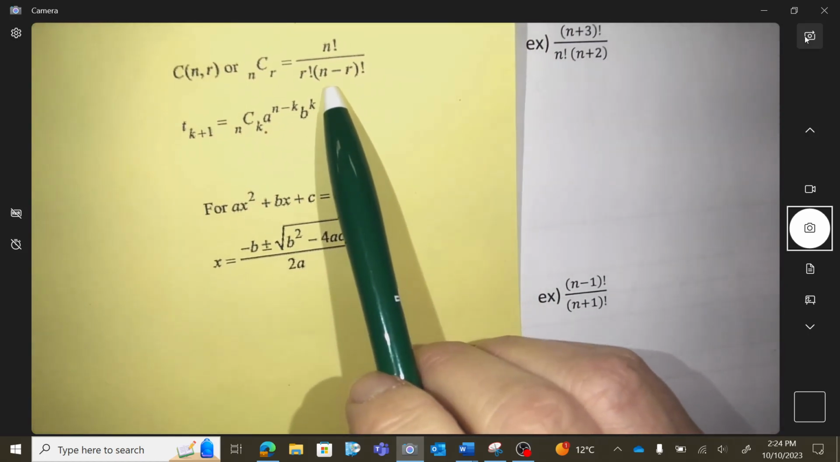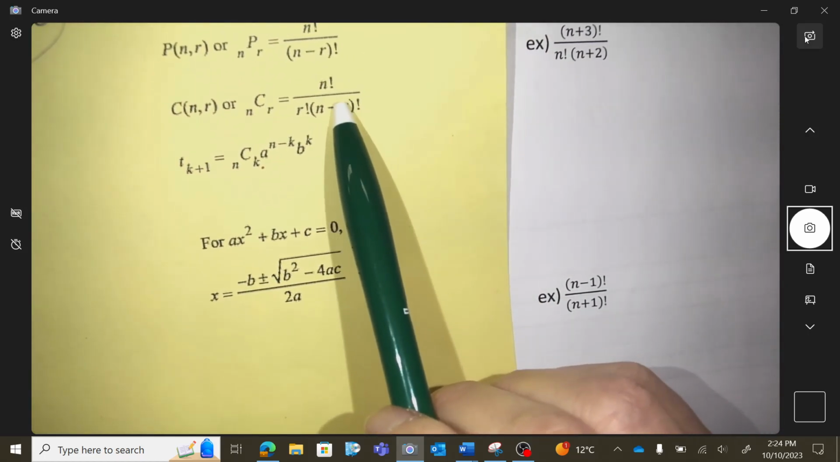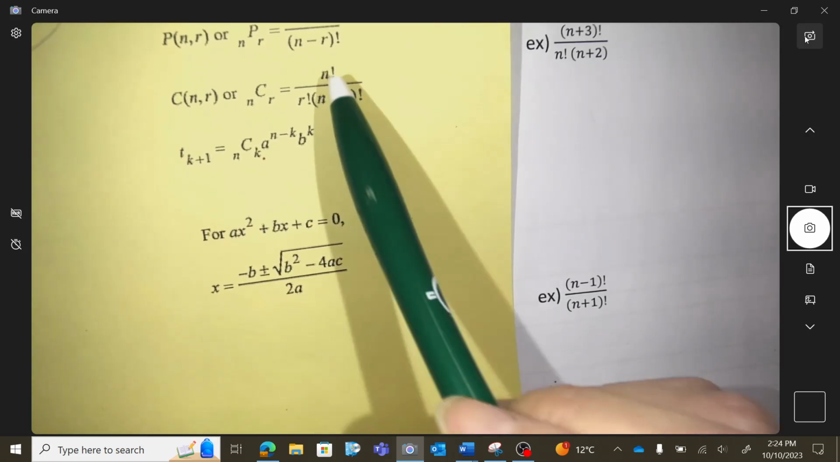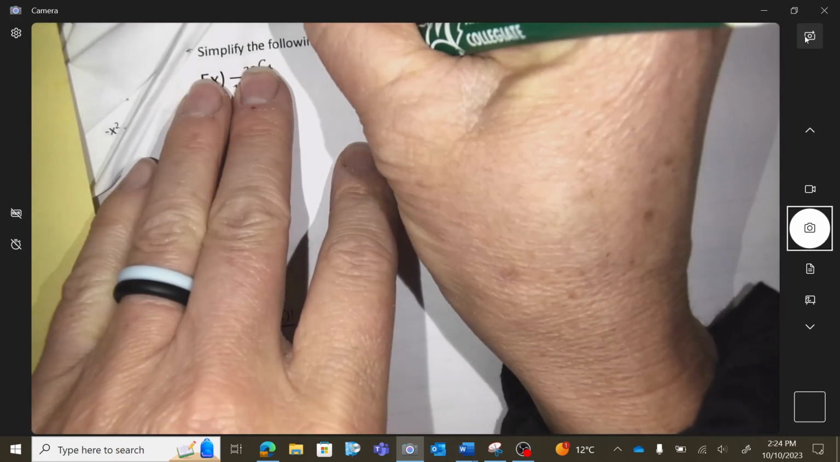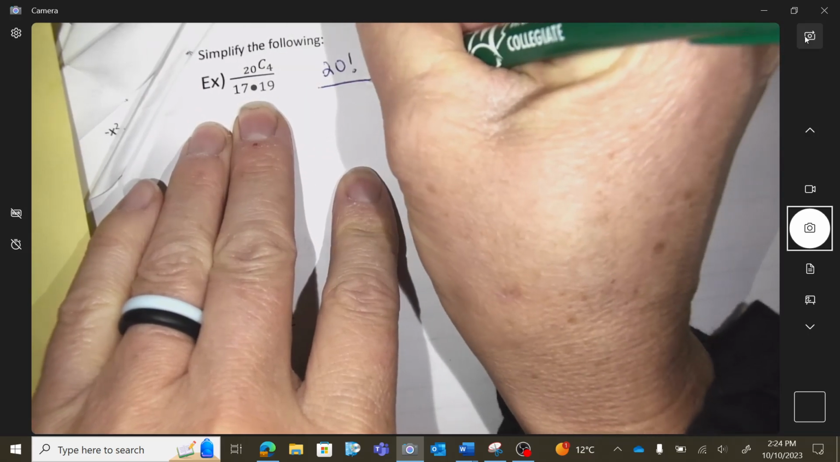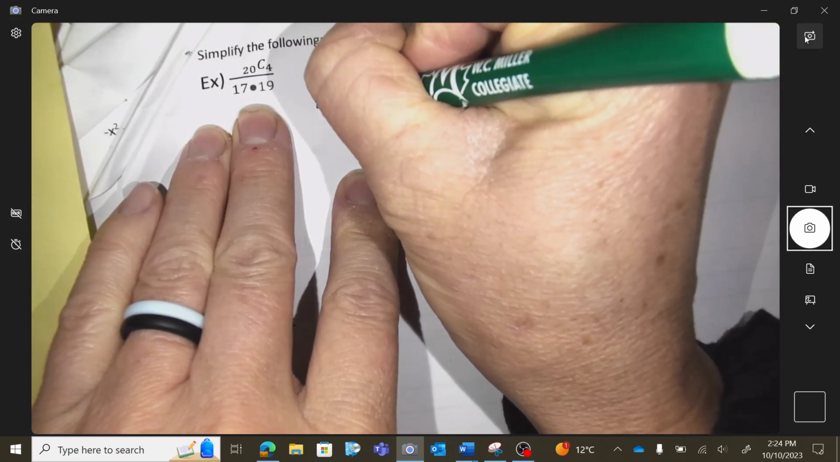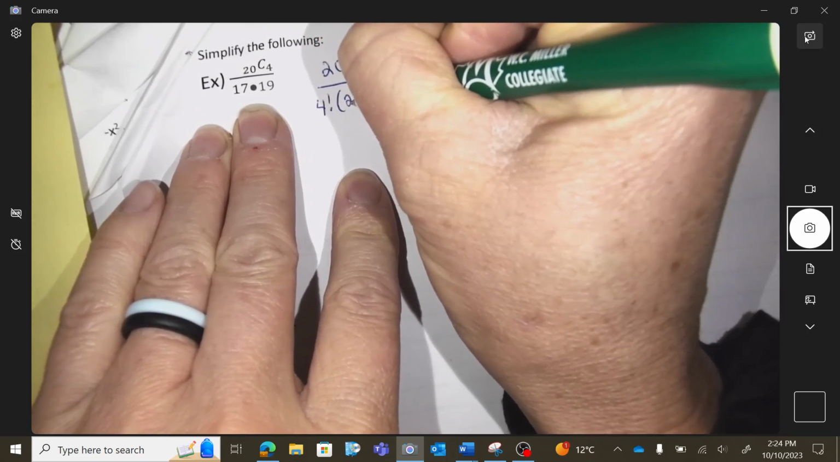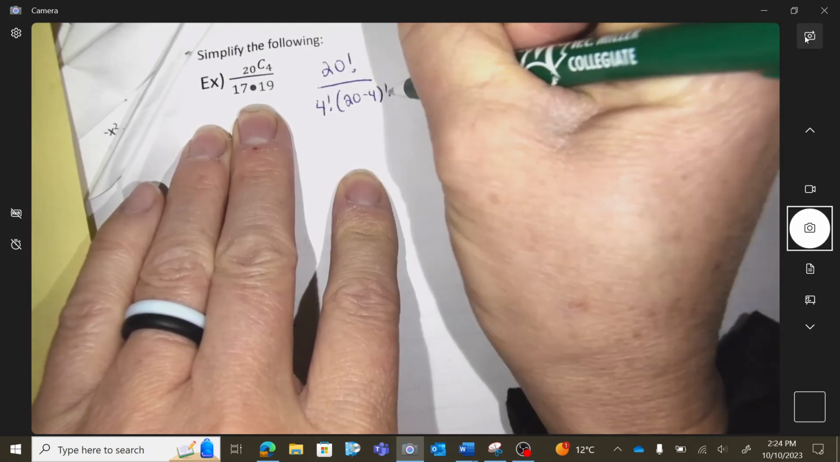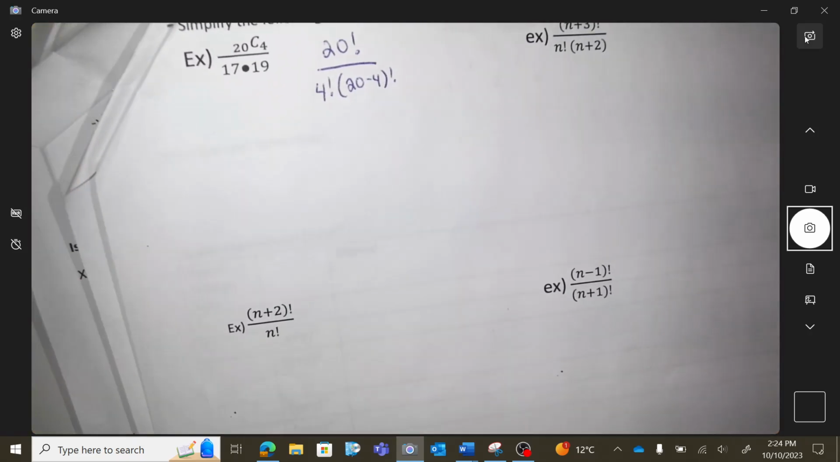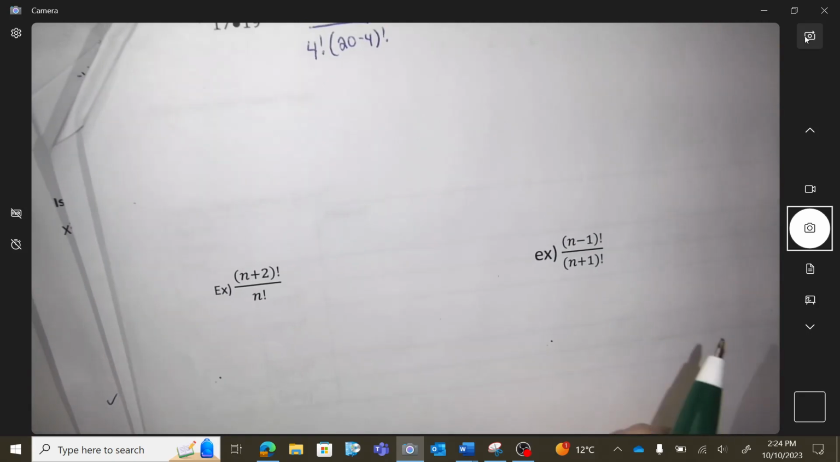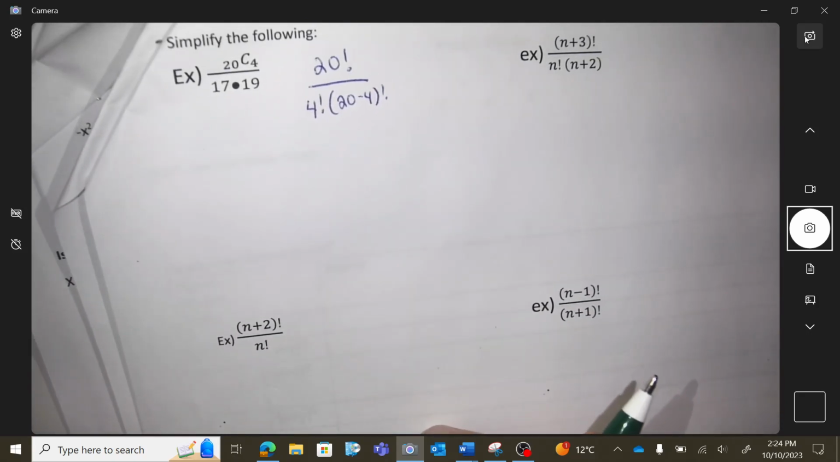And here is the formula for combination. So it's going to go 20 factorial divided by 4 factorial, 20 minus 4 factorial. That is the formula from a formula sheet, so you would have that in front of you on a test, right?